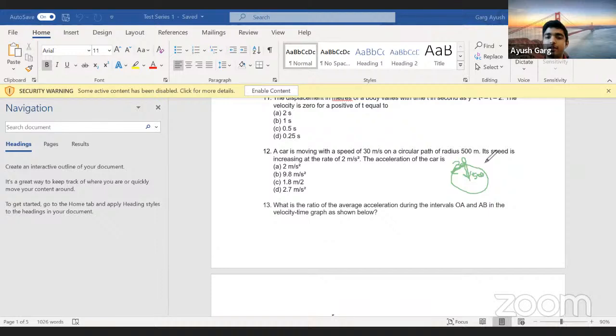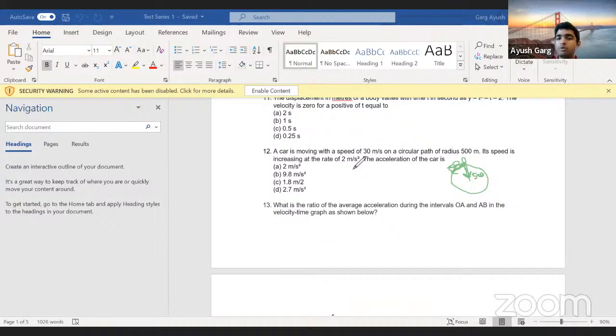So there are two accelerations acting on the car. One is towards the center, which is centripetal acceleration, and one is along the tangent, which is tangential acceleration. Centripetal acceleration is compulsory because it's moving in a circle. It has to be there. And tangential acceleration is there in this case because they have specifically mentioned that your speed is increasing at the rate of 2 meters per second square.